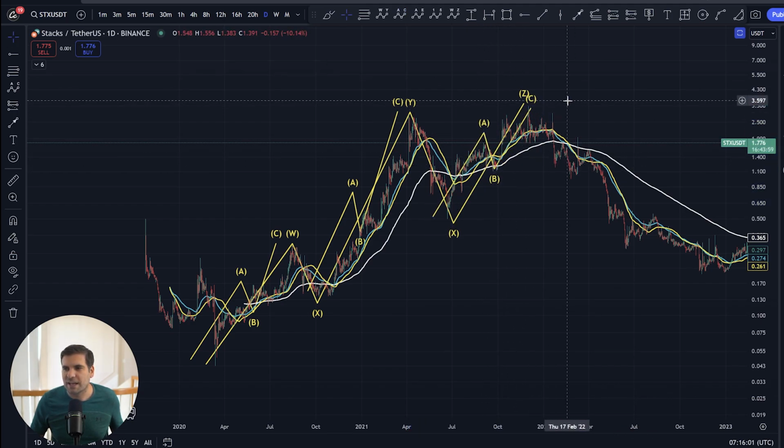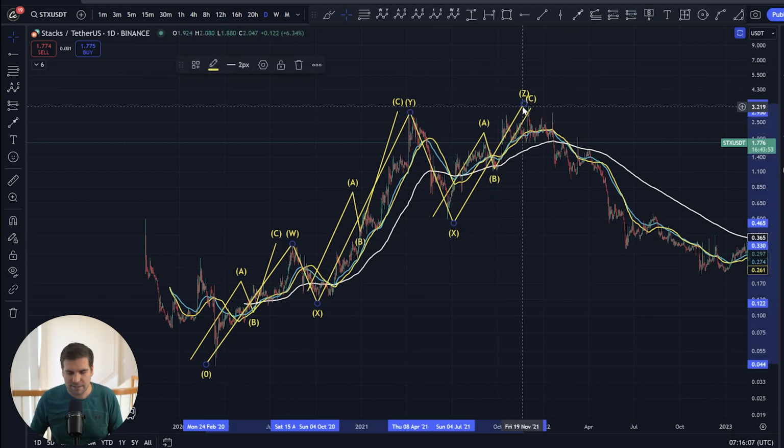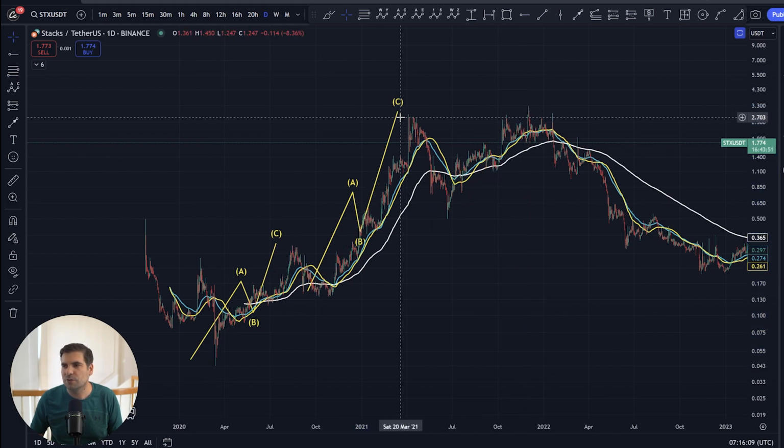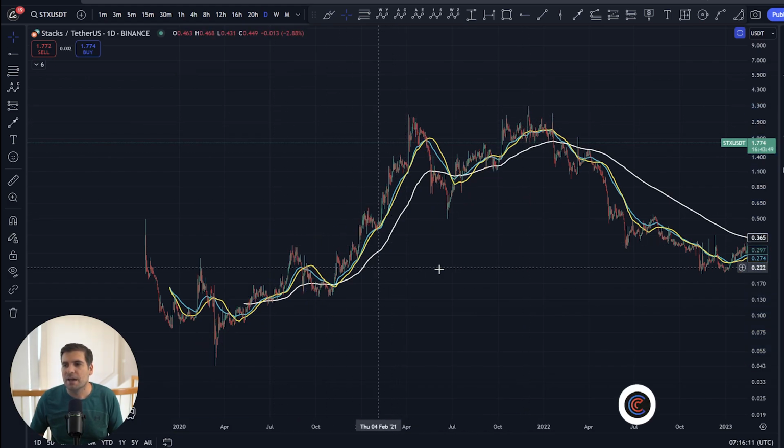So it's a triple zigzag, a zigzag being A, B, and C, and this is wrapped up inside a W, X, Y, X, and Z. I know, like I said, this is overly complicated. Maybe if you're new to Elliott Wave or anything like that.